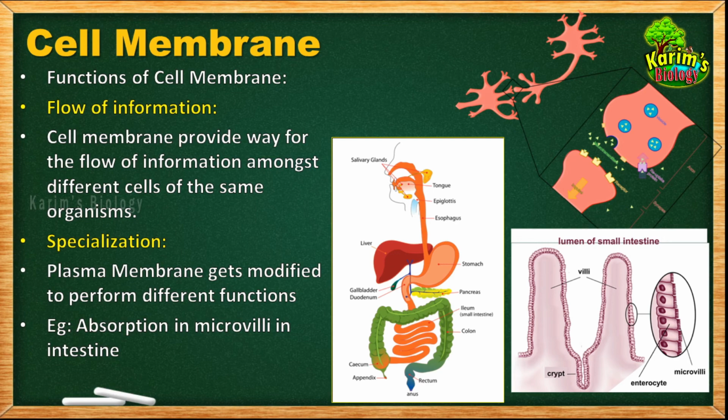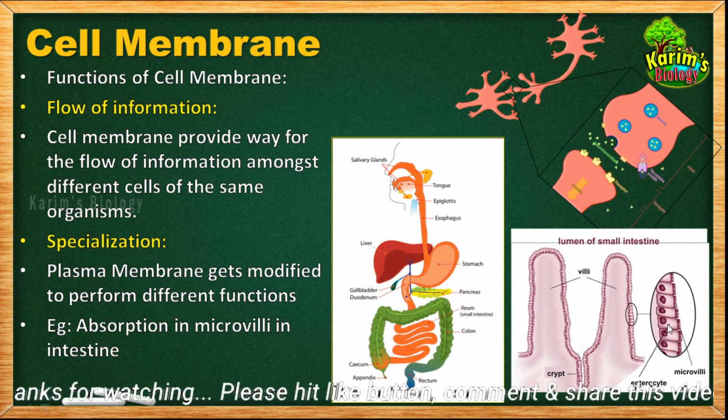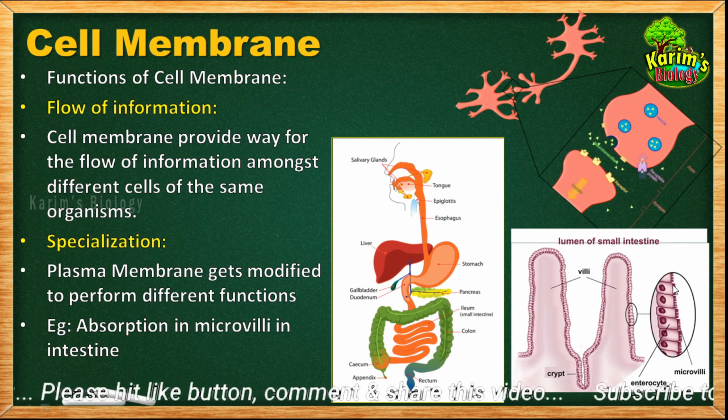And within this small intestine there are some finger-like projections present. This is the inner side of the small intestine where some finger-like projections are present. They are called villi or microvilli. The villi will be covered with a thin layer of epithelium. So this is the epithelium, and these are microvilli.